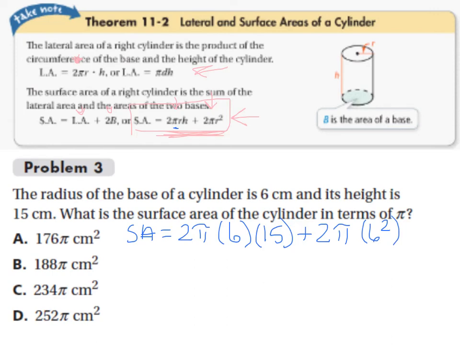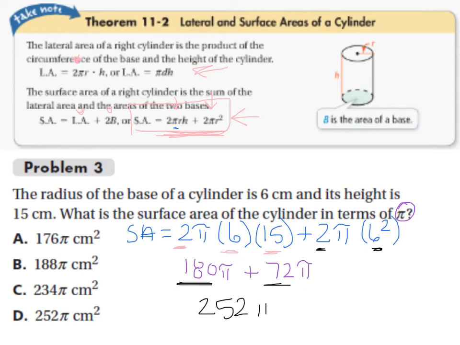So first I want to do 2 times 6 times 15. I also want to do 2 times 6 squared. And you should have gotten 108 pi and 72 pi. Again, you don't multiply by pi because I'm looking for pi units. And now since they have both the same units, I can combine these. So I can combine what's 180 plus 72, because this is the same thing as having 180x plus 72x, which would give me 252 pi centimeters squared. So it would be this last answer right down here.